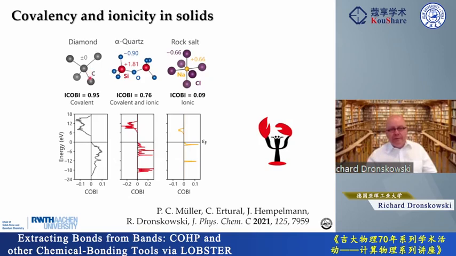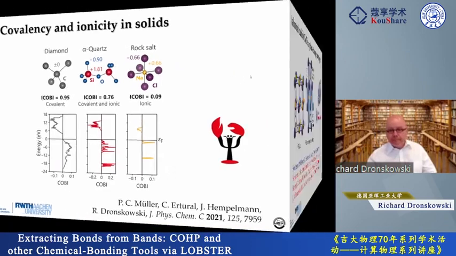This is a single bond in diameter between the carbon atoms. In quartz, they have a 3/4 bond between silicon and oxygen plus ionic charges. And in rock salt, you have an almost non-existent covalent bond between sodium and chlorine, but strong atomic charges, automatically done.